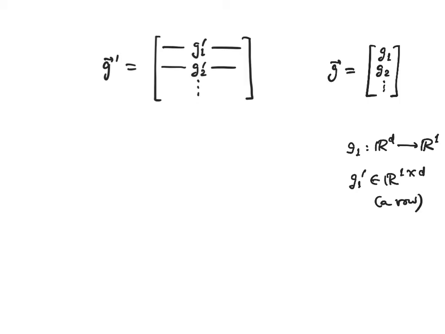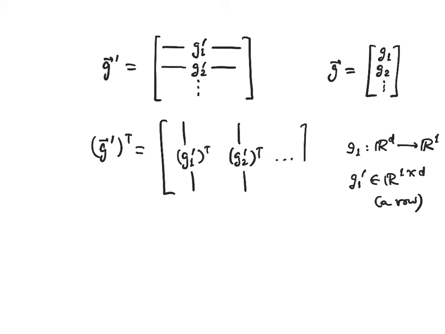Okay, so if I take the transpose, then that just takes all these things and transposes them. For example, here I have G1 prime transpose as a column, then I'll have G2 prime transpose as a column. Now we have a name for those transposes. The transpose of the derivative is called the gradient. So that first column would be the gradient of G1, then the gradient of G2.